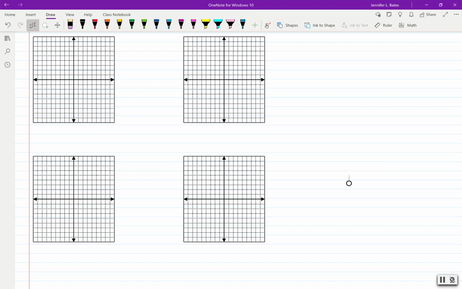Okay, so once you've got it, give me a thumbs up. So thumbs up, I have pasted those 4 graphs in there. Okay, keep your thumb up once you're done. That way I know everybody's done.